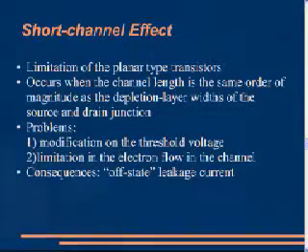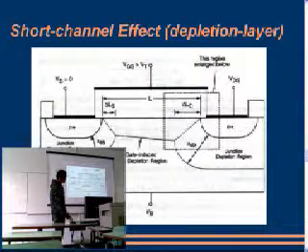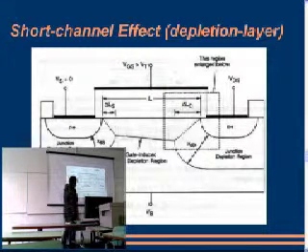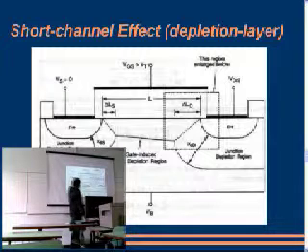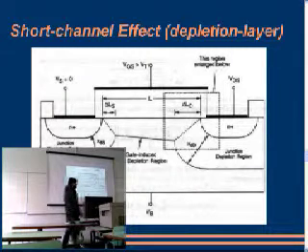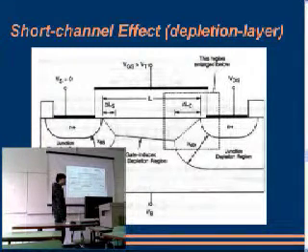Here's a picture of it. The P substrate and the N parts of the transistor. When you put them too close, we no longer need this channel here. The electrons pass through directly, and this does not work as a transistor should work.